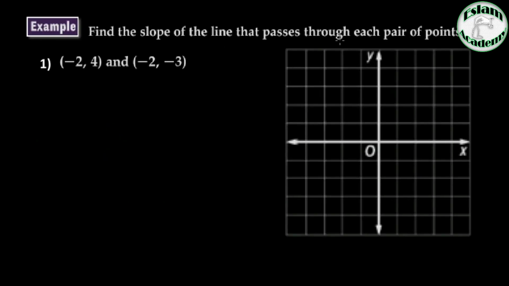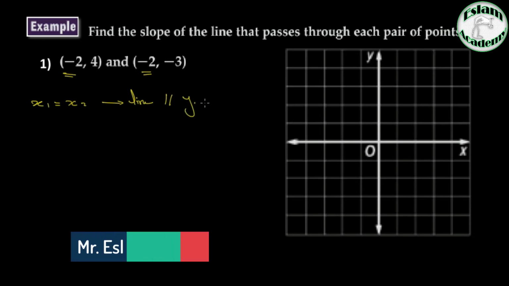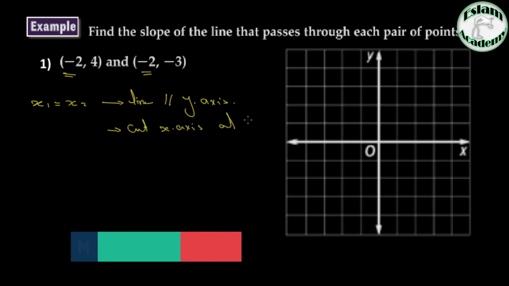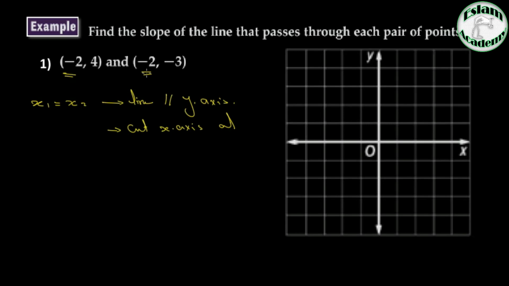Find the slope of the line that passes through each pair of points. For the first one, we have (-2, 4) and (-2, -3). Before solving, you will find that x1 is equal to x2. We said before, if x1 is equal to x2, then because x is equal to x, the line will be parallel to the y-axis. And this line will cut the x-axis at x1 equal to -2, x2 equal to -2, so they will intersect with the x-axis at the point -2.